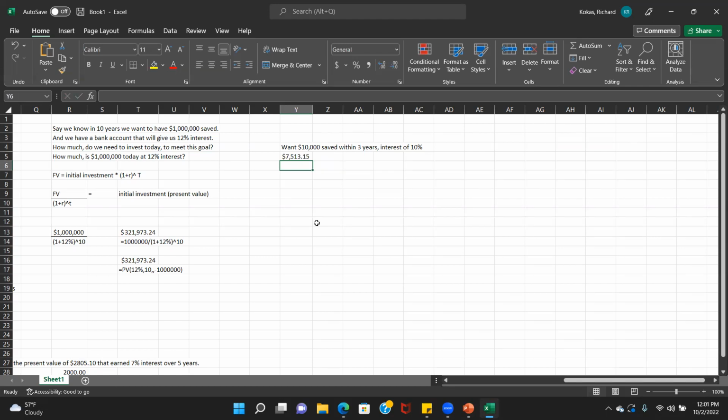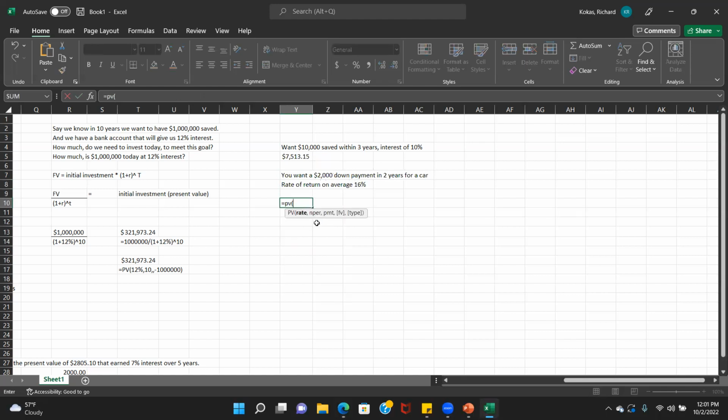You could do it if you're saving for a car. You want a $2,000 down payment in 2 years for a car. Here I'll do your rate of return on average for investments is 16%. Present value equals present value. Rate is 16%. Number of periods is 2. Future value is 2,000. You need to invest $1,486. But again, $500 in 2 years of free money, it's just sitting there, isn't too bad.